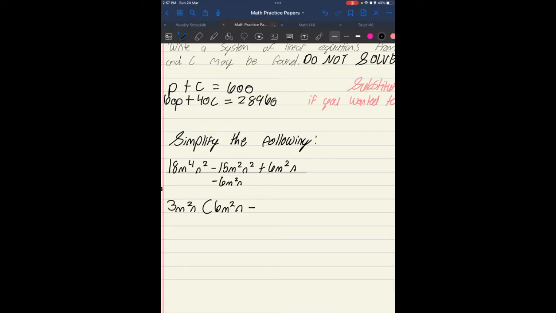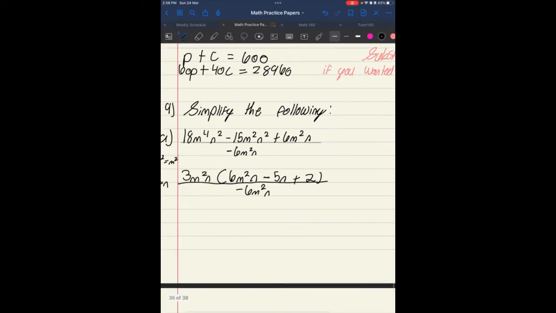Minus 15 divided by 3 is 5. We already factored out the m squared, and then we're just left with n, because we took one n from this, so we're left with the next n. And then plus 6 divided by 3 is 2, m squared, and we already factored m squared n, so just 2, divided by negative 6 m squared n, right?